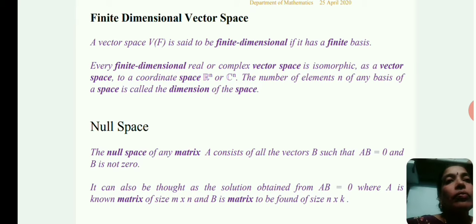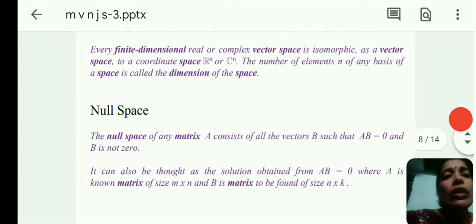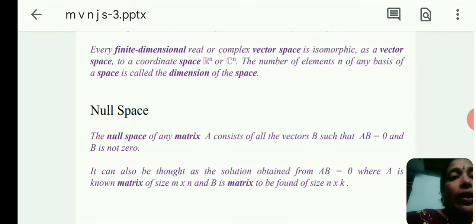What is the dimension of a vector space? Already you know the definition of the dimension of a subspace, that means vector space. Let V(F) be a finite dimensional vector space. Then the number of elements of the basis of V(F) is called the dimension of V(F) and is denoted by dim V(F). Every finite dimensional real or complex vector space is isomorphic, as a vector space, to a coordinate space Rn or Cn. The number of elements n of any basis of a space is called the dimension of the space.